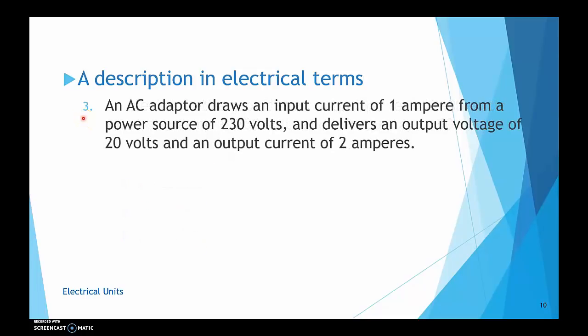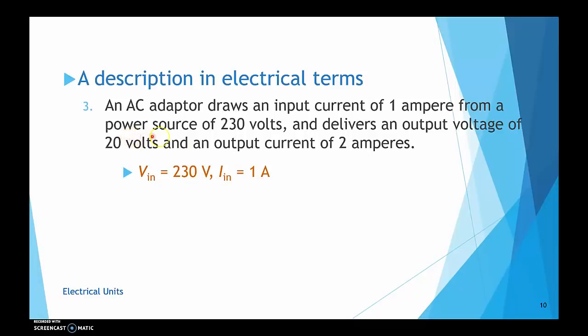Another example of using equations to represent these electric specifications. An AC adapter draws an input current of 1 ampere from a power source of 230 volts and delivers an output voltage of 20 volts and an output current of 2 amperes. This 1 ampere and 230 volts are the input specifications of the power source. Therefore, we write V in is equal to 230 volts and I in is equal to 1 ampere.